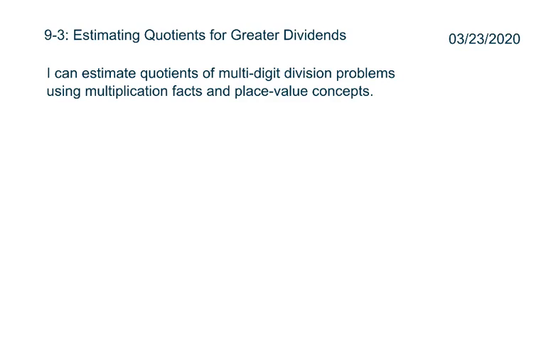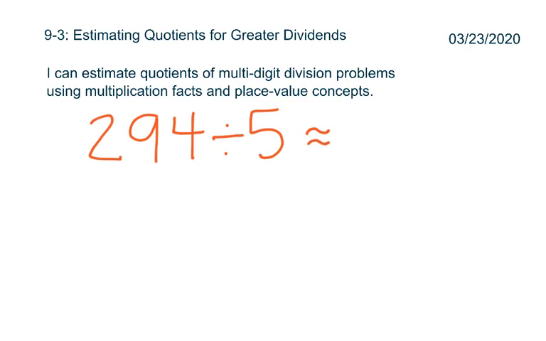Today's learning goal says, I can estimate quotients of multi-digit division problems using multiplication facts and place value concepts. So let's take the example. You'll also find this on your reteaching. 294 divided by 5. I want to find about how much that quotient would be. I can actually use the equal sign and make it a little bit squiggly, and that will represent the word about. So whenever you see that in math, that's what it's referring to.